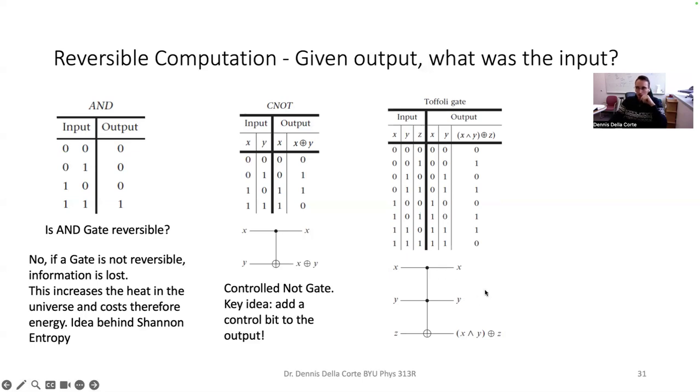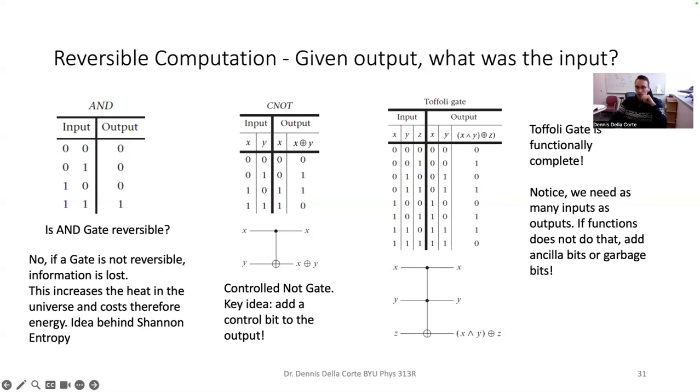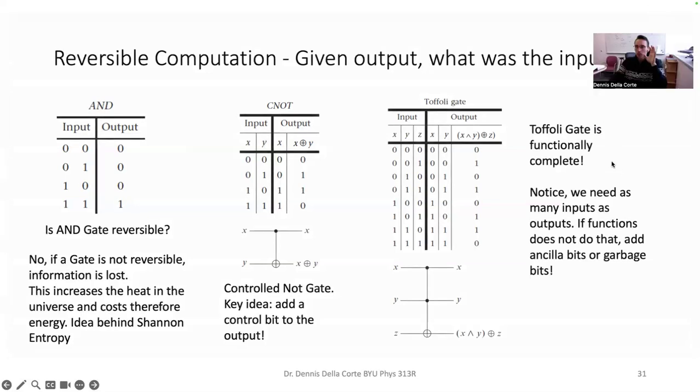So the interesting part here, of course, is any of these gates could potentially be used in a circuit. And the question is, can we build any arbitrary circuit out of these gates? And it turns out that the Toffoli gate is functionally complete, which means that we can build any type of computer just of gates that look like this.